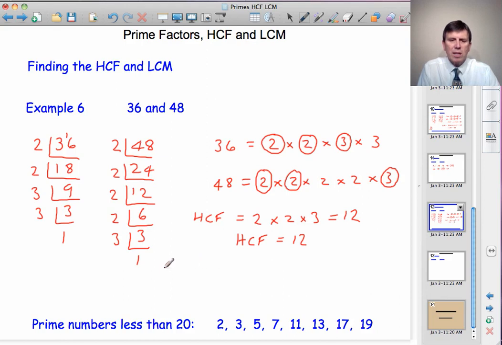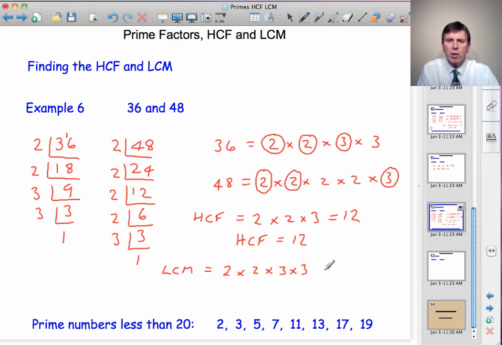Now we're going to find the lowest common multiple. Now the lowest common multiple has to have all the factors of 36 and all the factors of 48. So let's write down the factors of 36 to start with. We'll have 2 times 2 times 3 times 3. That's all the factors of 36, those 4 there.